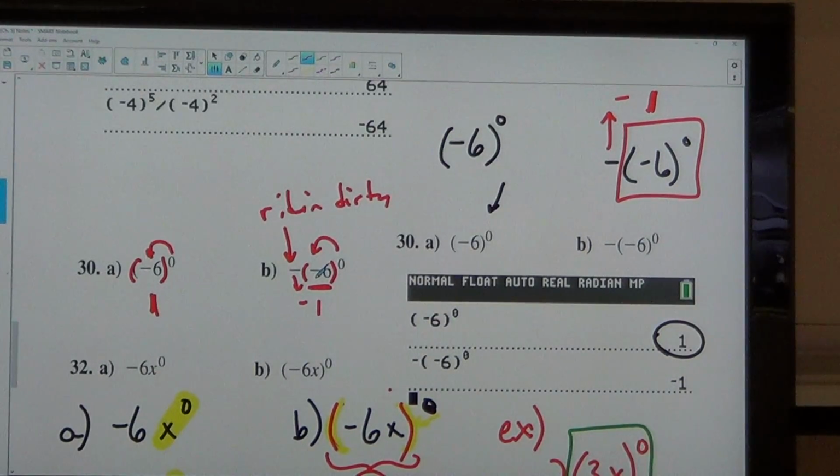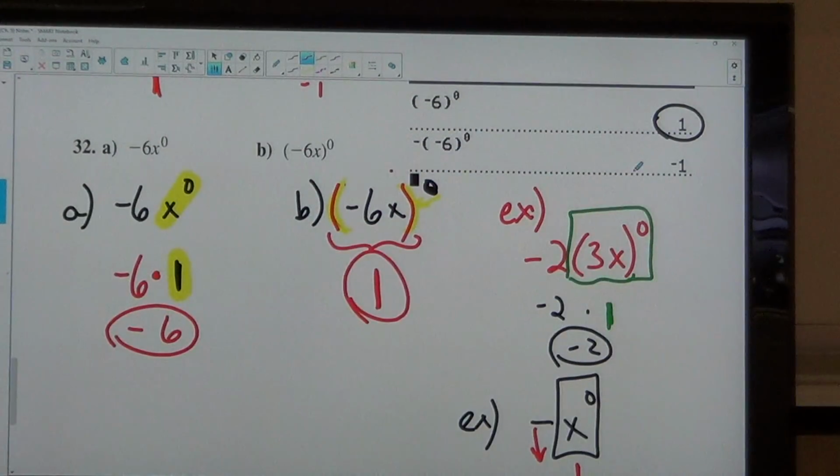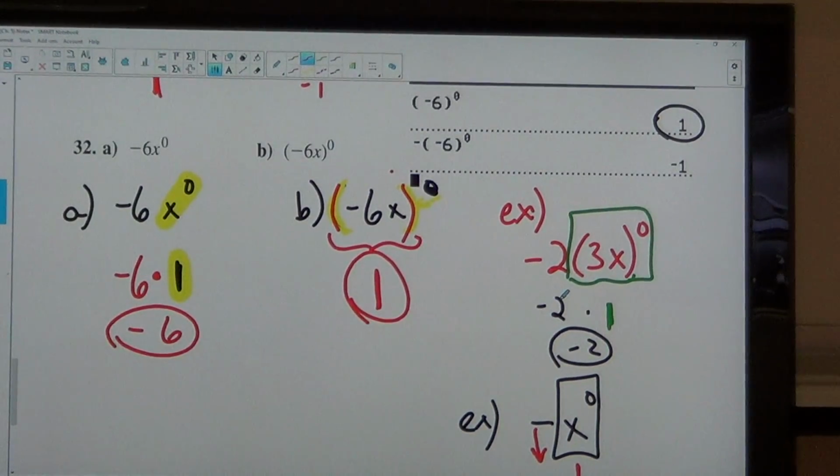For the example where you had -2 right there, the parentheses are what's physically touching the 0. So everything in the parentheses turned to a 1. The -2 was not physically connected to the 0. Did that help?